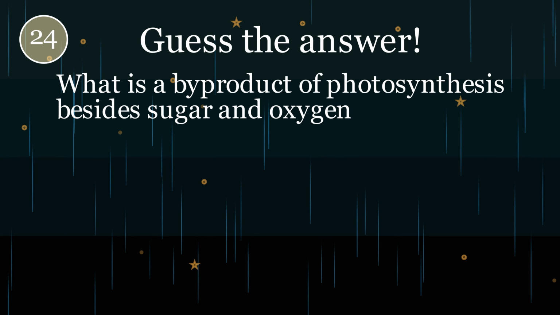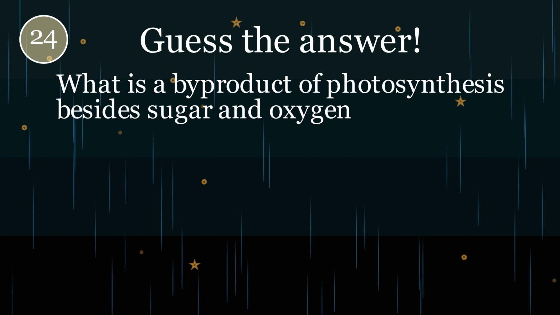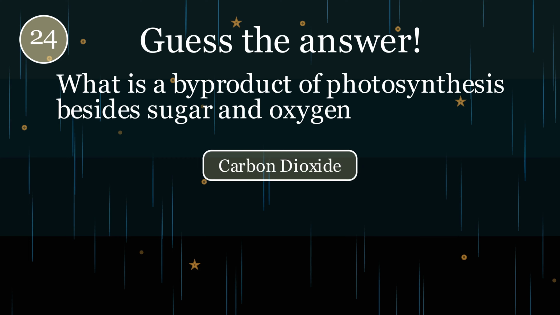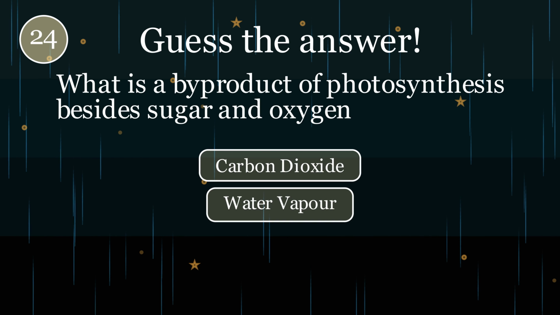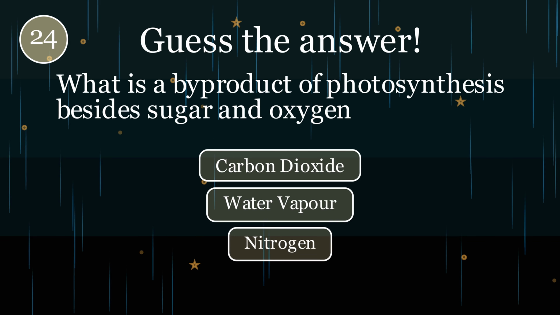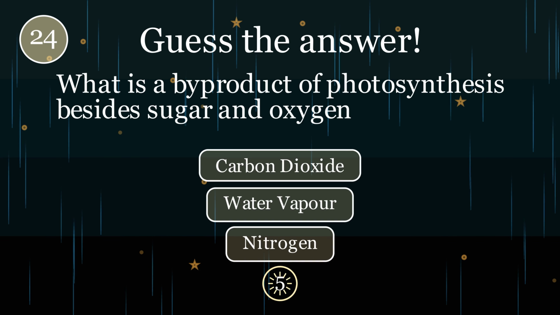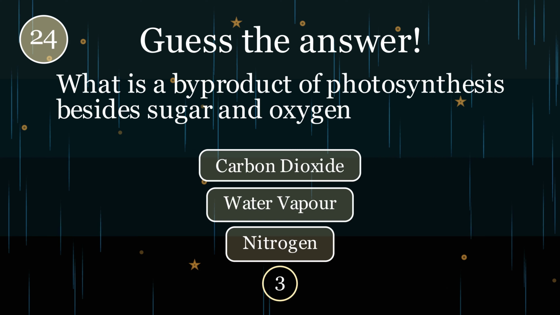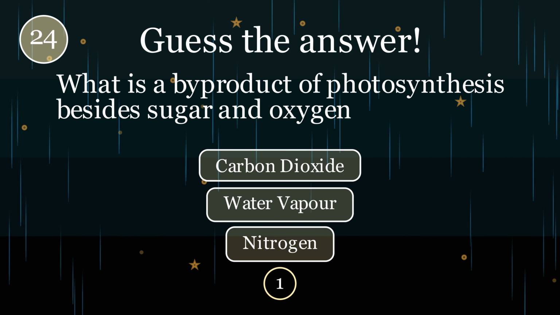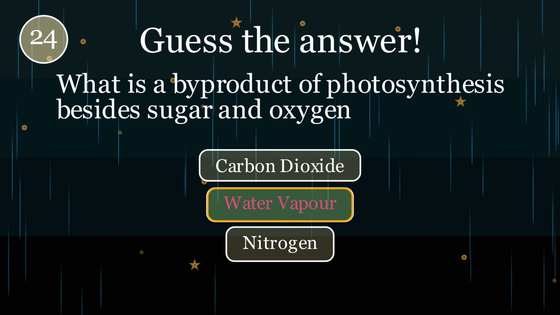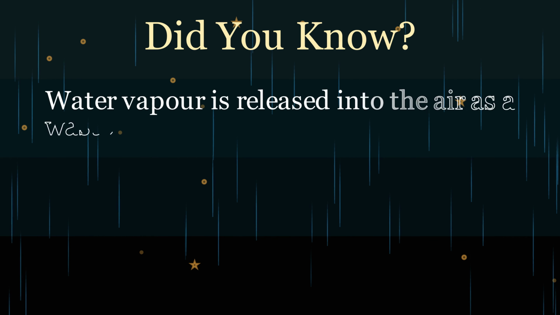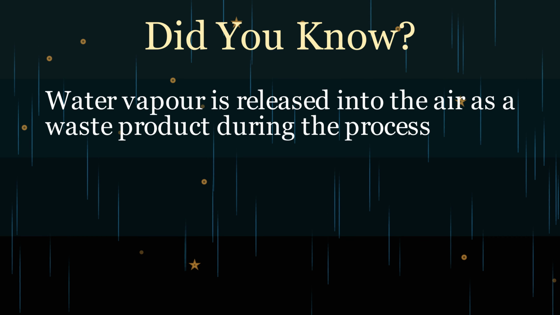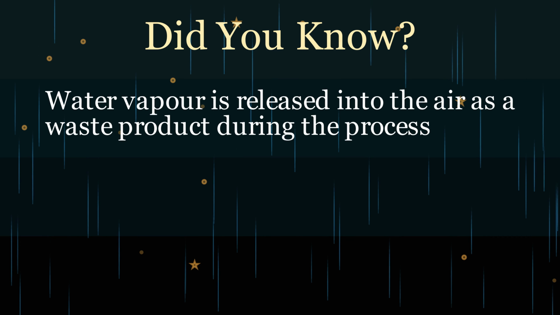What is a byproduct of photosynthesis besides sugar and oxygen? Carbon dioxide, water vapor, nitrogen. The correct answer is water vapor. A quick fact for you: water vapor is released into the air as a waste product during the process.